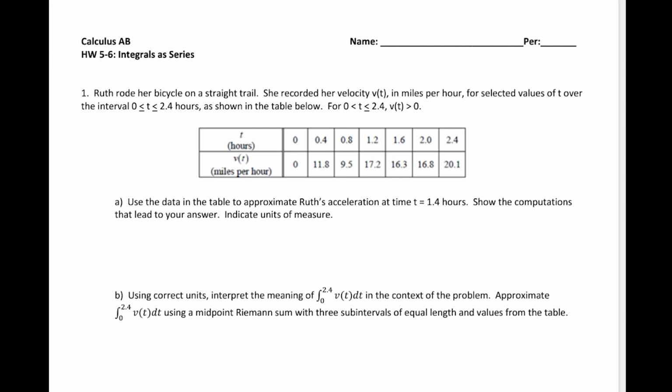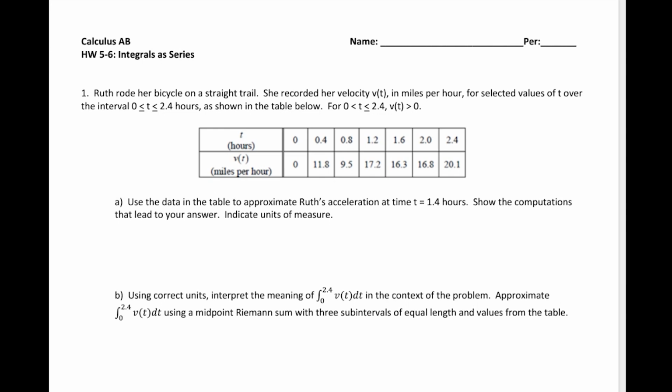Number one says Ruth rode her bicycle on a straight trail. She recorded her velocity in miles per hour for selected values of t over the interval 0 to 2.4 hours, as shown in the table below. Velocity is always positive. A says use the data in the table to approximate her acceleration at time t equals 1.4 hours. Show the computations that lead to your answer and indicate units of measure.